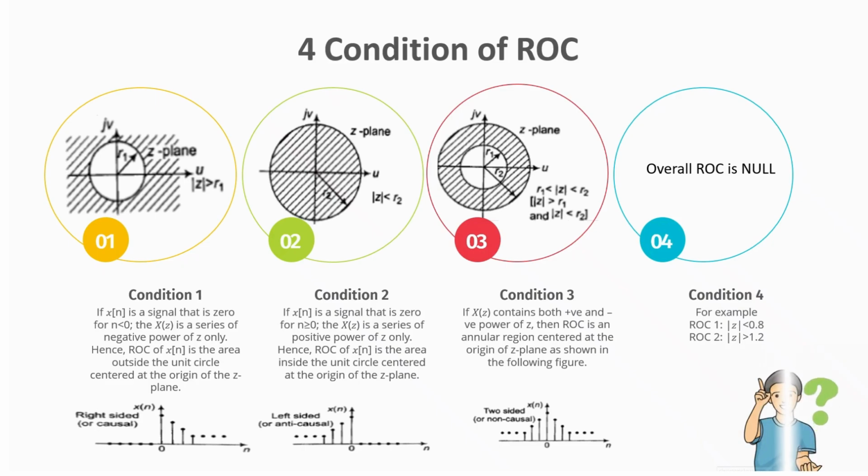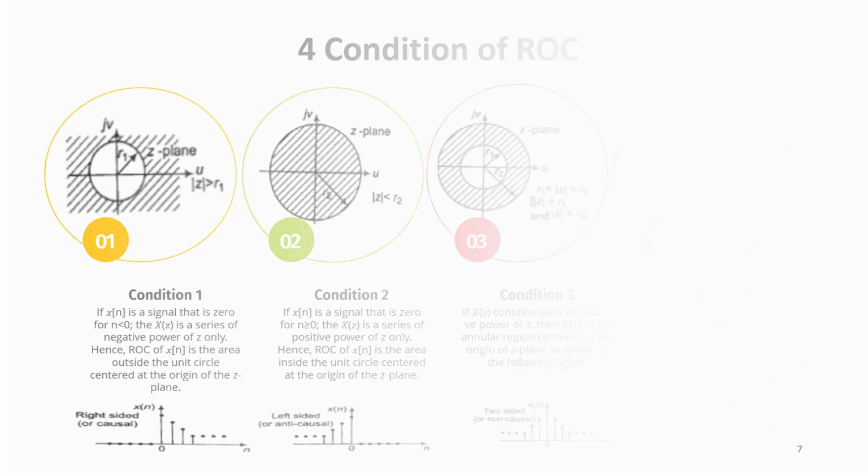Condition 3. If a signal has values on both sides of n, the region of convergence becomes a ring or annular region between two circles defined by the poles. Condition 4. If the signal is such that no region allows convergence, then the region of convergence is null. This means the Z transform does not exist for any value of Z.